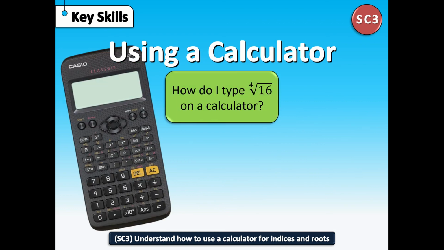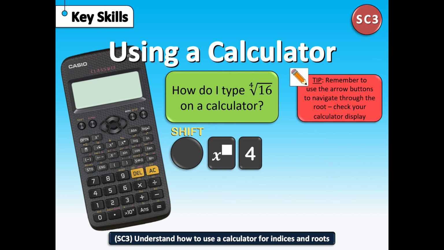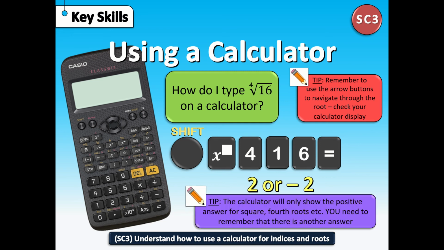If we want to do the fourth root of 16, we press shift and then the power button, and we press 4, so we use the arrows to go inside the root, and then we type in 16, and we press equals, and we should get the answer 2. Now remember, the answer can be minus 2 as well, but the calculator will only show you the positive answer.